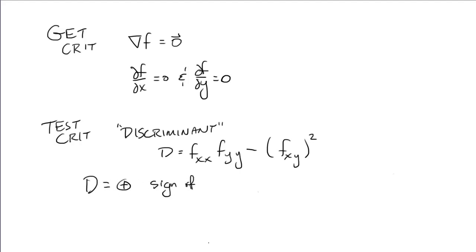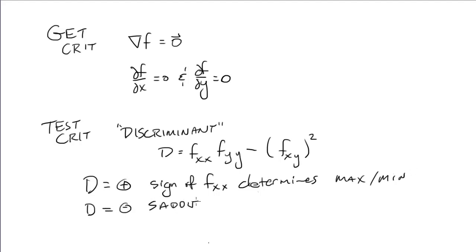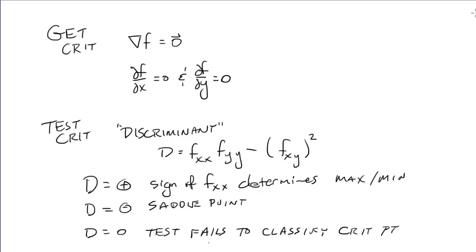So if your discriminant is positive, then the sign of the second x partial determines max or min. If your discriminant is negative, it's a saddle point. And if it's 0, it just means your test fails to classify, and you have to use other methods.